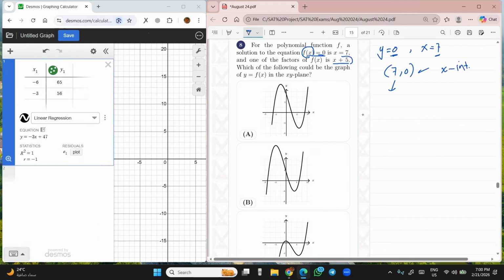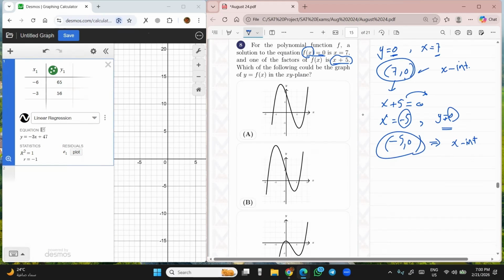And then the other one, this is a factor. Factor means x plus 5. When we set it equal to 0, we just move the 5 to get x equals negative 5 when y is equal to 0 also. Because the factor means y is equal to 0. So we can have another point, negative 5 and 0. And it's also another x-intercept. So you have to get the graph that contains these 2 points, or maybe more than these 2, but these are the given 2 points.